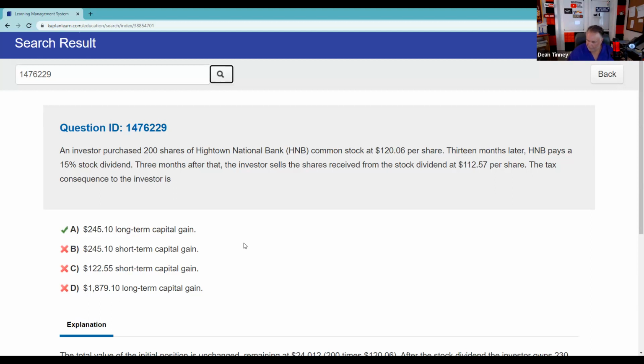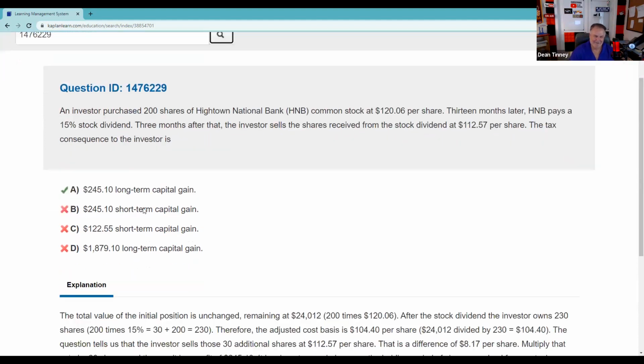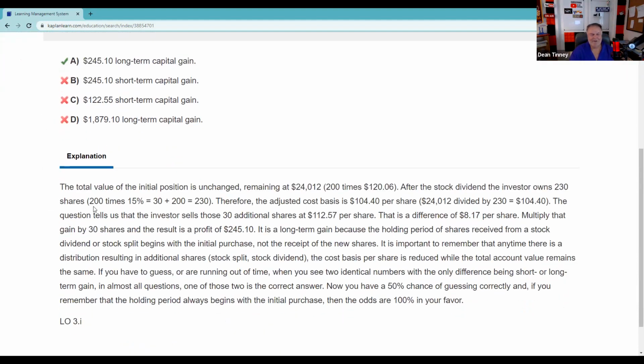And now I sell 30 shares for 112.57. So now I'm going to take 104 and compare that to 112.57 times 30, and I get my answer of, wow. That was a tough one. By the way, that's a sign too, Cynthia. When Kaplan has to spend that big a paragraph telling you the answer, that's a chance that it's not so good. So let's just see if I did what Kaplan did.